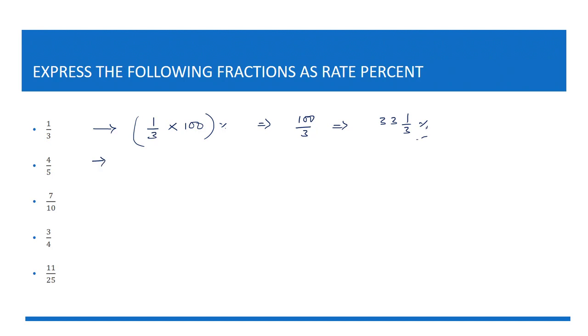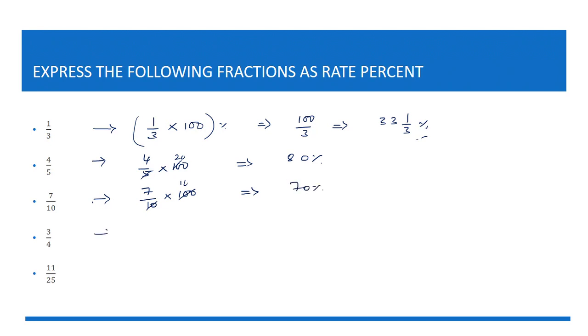Suppose it is 4 by 5, now 4 by 5 into 100. Now simplify it. 5 1s are 5, 20s are 4, 4s are 80%. Correct. Next is 7 by 10. So what we need to do? 7 by 10 is in terms of fraction. I need to convert it into rate percent. Multiply by 100. You are going to get 10 1s are 10, 10 7s are 70%.